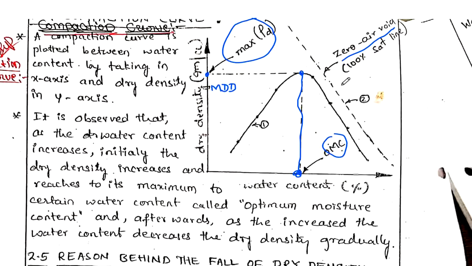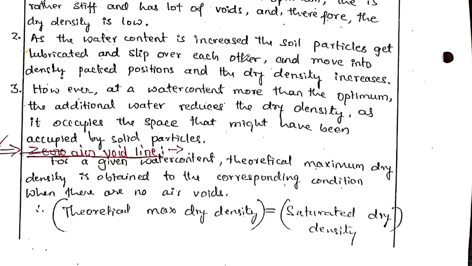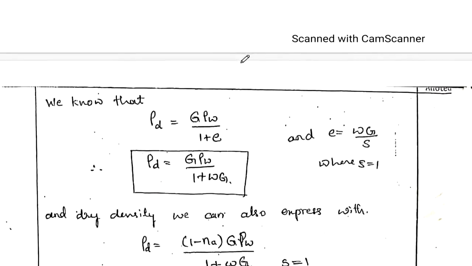So whatever the water content is, for that water content we are going to calculate the respective dry density, and we are going to plot the curve on the graph. That is going to give me the zero air void line. So for the zero air void line, that's what I have said.